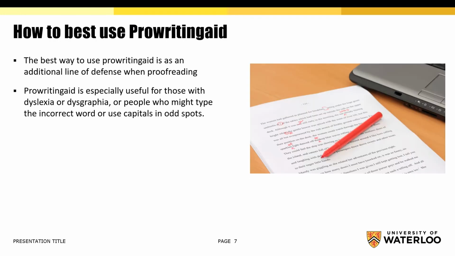The best way to use ProWritingAid is as an additional line of defense when proofreading. Human editors will always be better when going over writing structure and more detailed critiques, but ProWritingAid is great at catching simple errors that might be made. ProWritingAid is especially useful for those with dyslexia or dysgraphia, or people who might type the incorrect word or use capitals or incorrect grammar in odd spots.